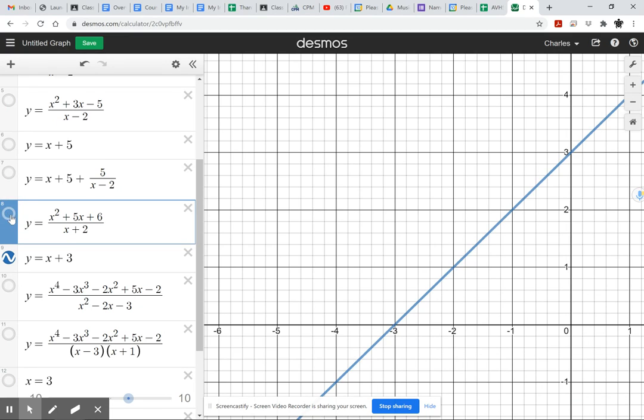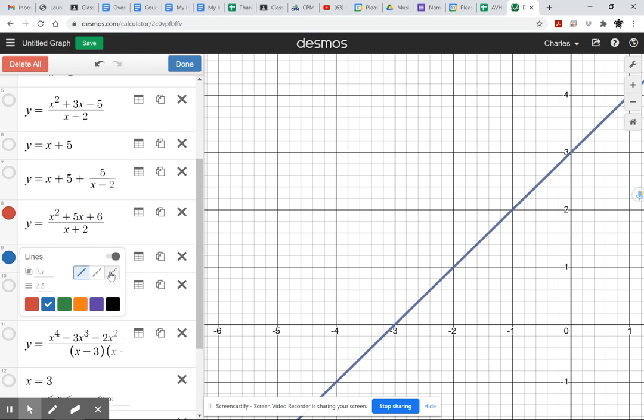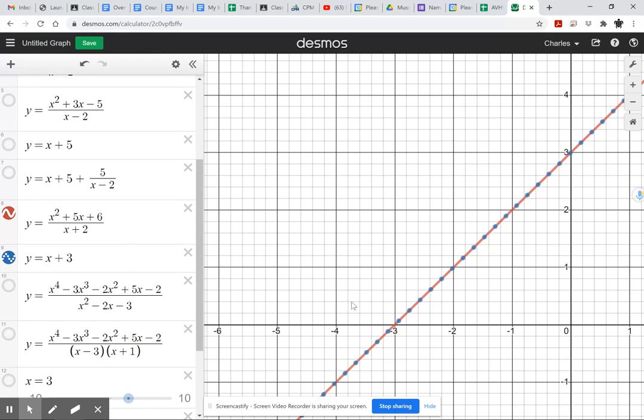I can do the same thing. I can make this one dotted so that you can see them both, and they do look like they're exactly the same. However, on this dotted line, if I go to -2, I get a value, which is 1. So the only two times these functions are different is at that point, -2, where the red has a hole that's undefined, and the blue dotted has not a hole.